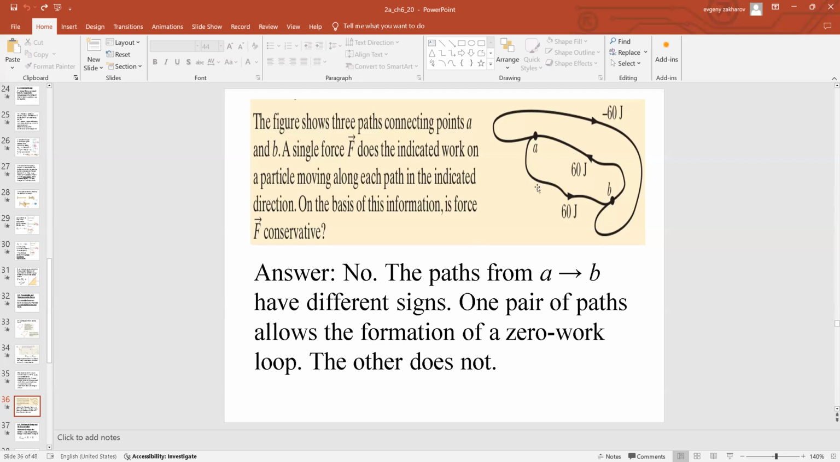How would you make it conservative? Well, A to B is 60. B to A would be negative 60. And this A to B, positive 60. This way, it would be conservative.